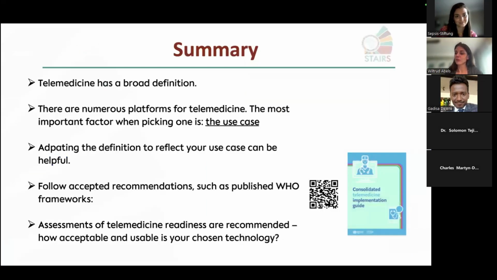So this brings me to the summary. Looking back at the beginning of my talk, we looked at terminology, and we realized that telemedicine has a very broad definition.